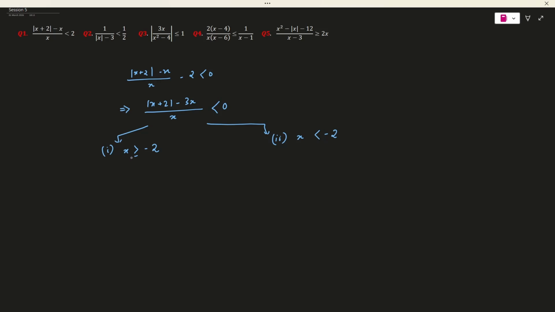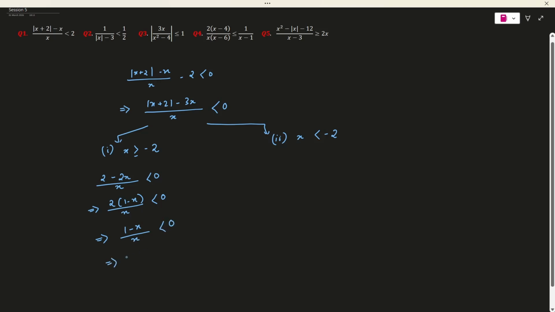When x is greater than or equal to minus 2, the mod will open with positive sign. So I will have 2 plus x minus 3x, so minus 2x by x is less than 0. This can be written as 2 times 1 minus x by x is less than 0. Now 2 is a positive number, so we can remove it. So I can say 1 minus x by x is less than 0, or I can say x minus 1 by x is greater than 0, right?